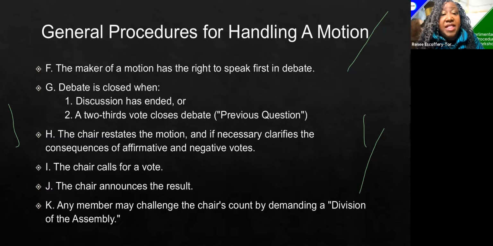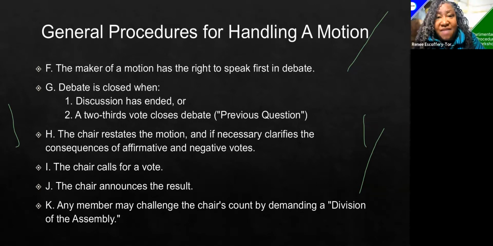All right. And so then the motion is restated. And if necessary, at that time, they can clarify the consequences of any affirmative or any negative votes. And then they will say, the question is on the adoption of the motion that we do this, all those in favor indicate by aye. All those opposed indicate by no or nay. And so you call for that vote.